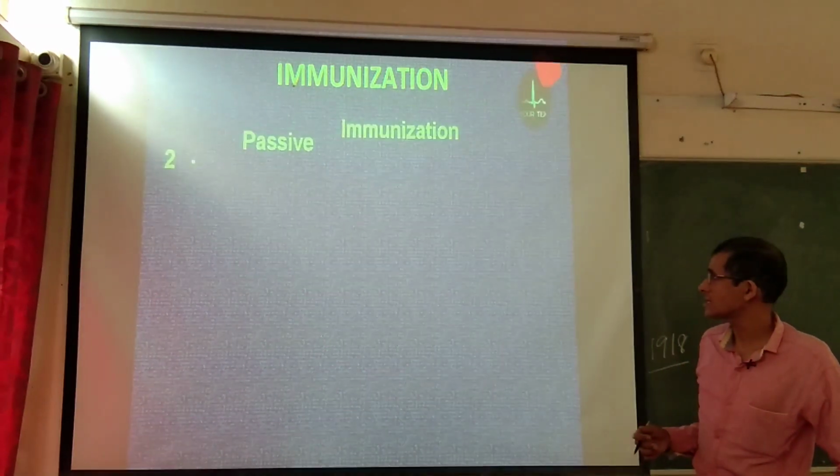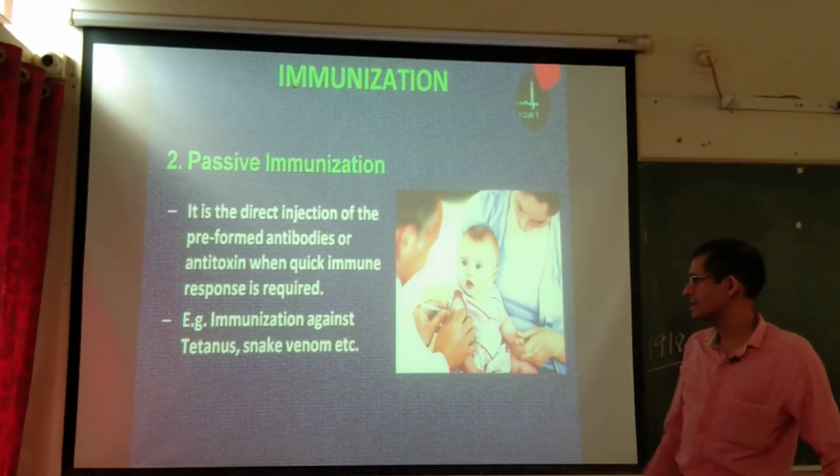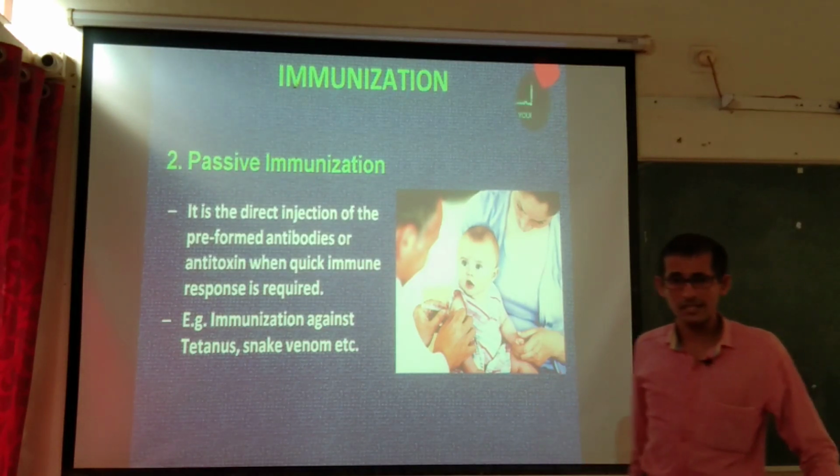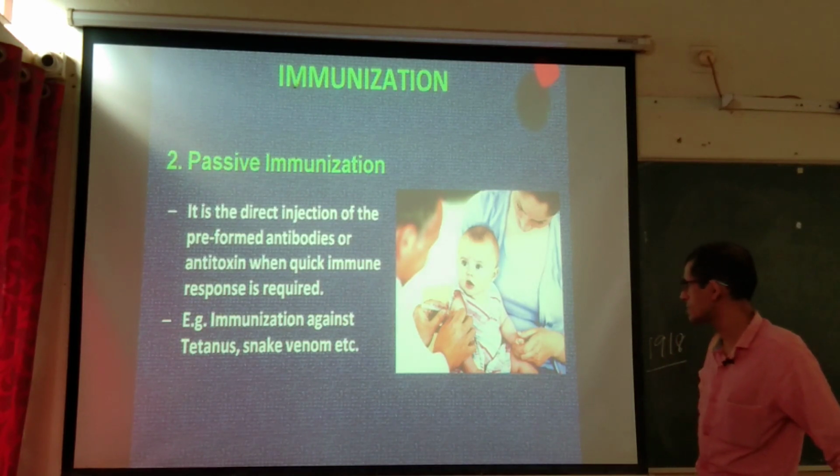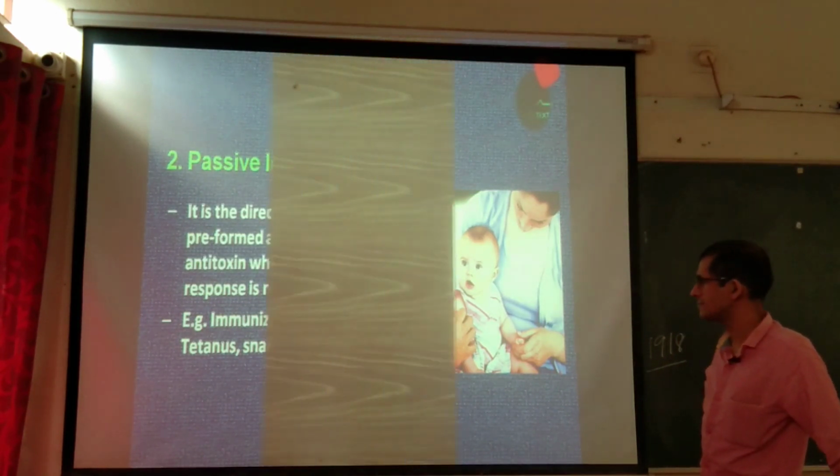And the second one is passive immunization. So, immunization against tetanus, snake venom, etc. During emergency conditions, passive immunization is implemented.